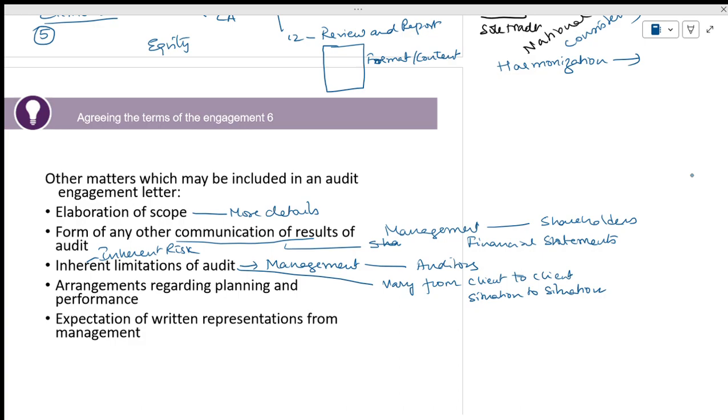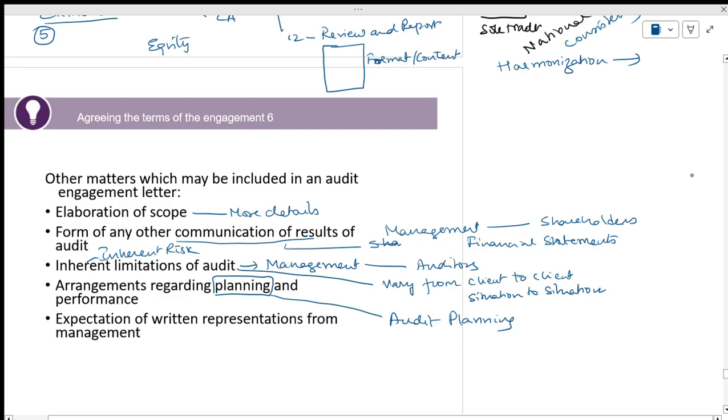Now, the next one is arrangement regarding planning. This is where we are going to end this chapter, and this is the way we are going to cover this in the next and subsequent chapters. You should be clear about audit planning. Once you have taken the offer, that's good, but once you take up the offer, you should know how to start. What are the things you should consider? How to do the audit?